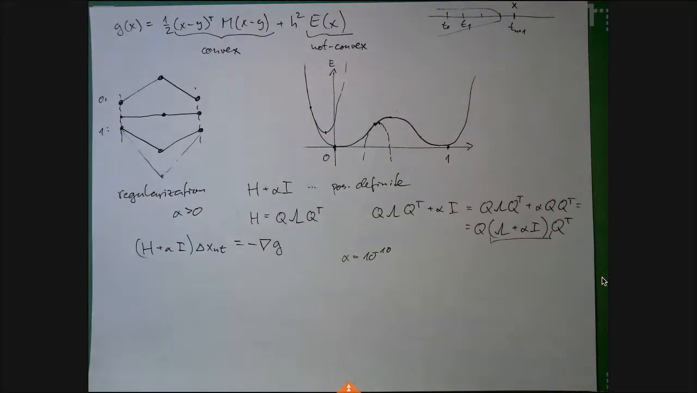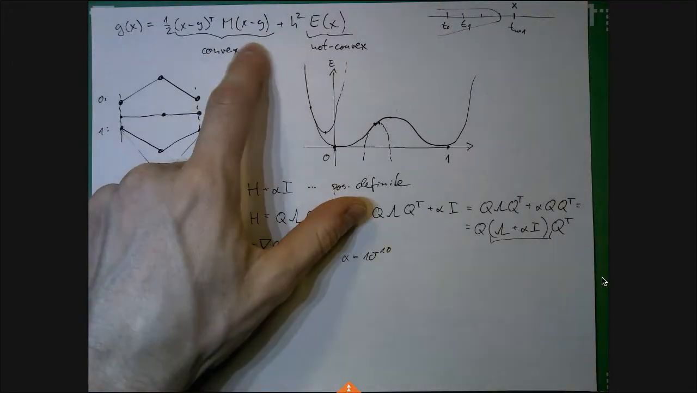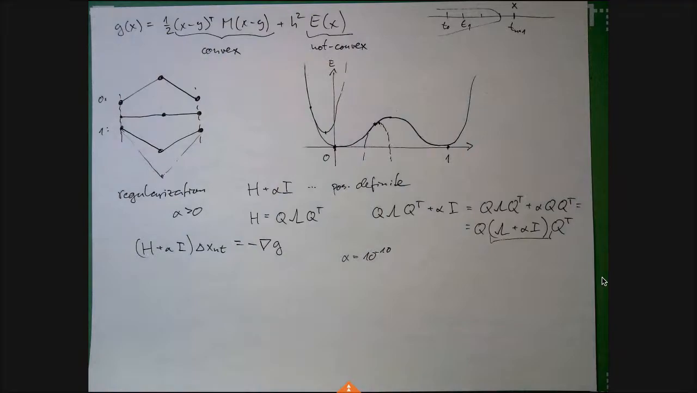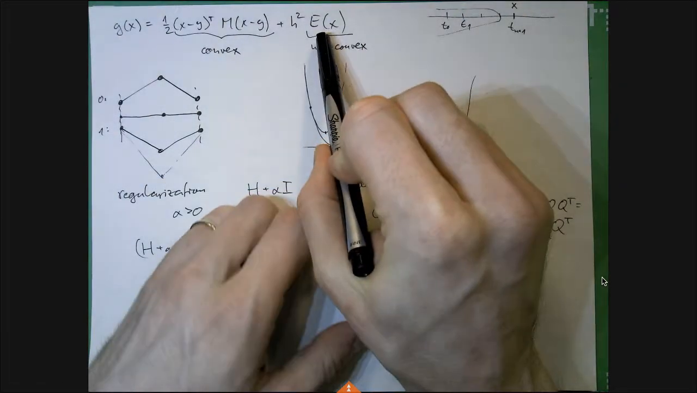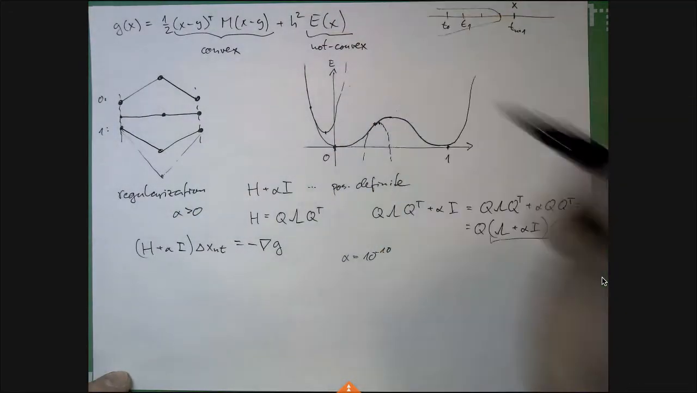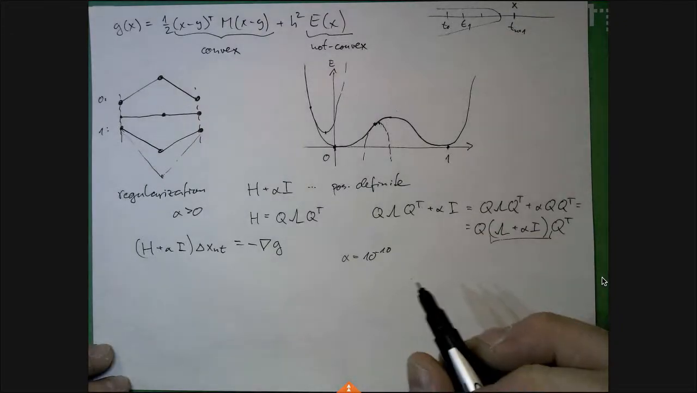So the key idea of this work was to reformulate this optimization problem in an interesting way. So all the hard part is hidden here, right? And in the mass spring system, this E is just the sum of Hooke's laws, right? I keep saying this all the time. I hope you remember this.